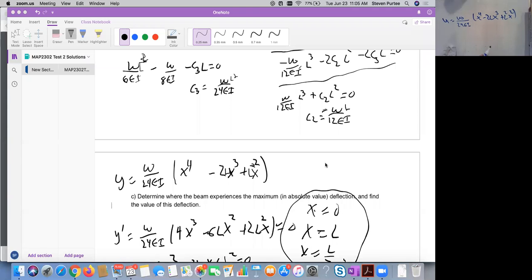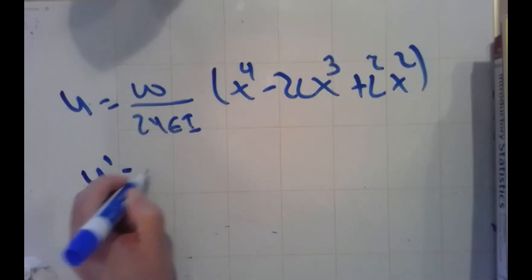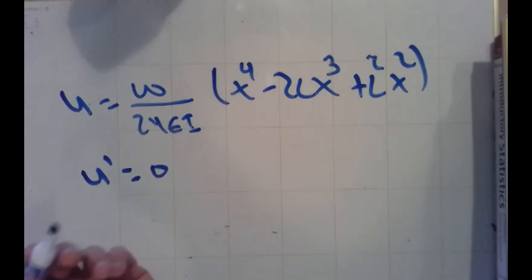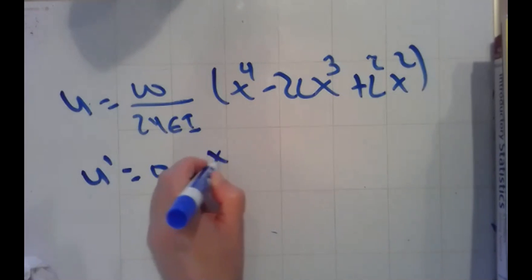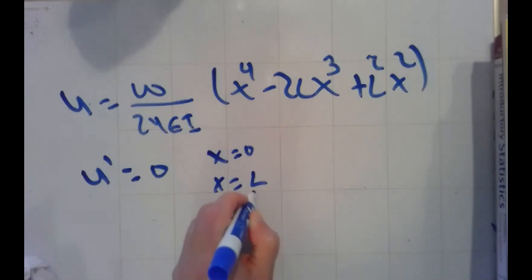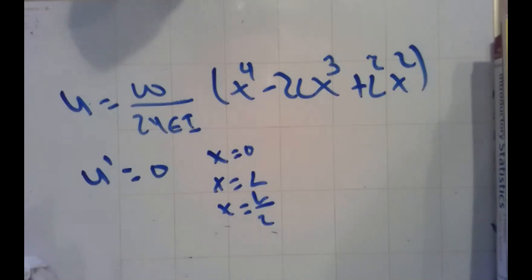Then we want to figure out where the maximum deflection occurs. So we need to set U prime equal to 0. It's a 4th degree polynomial, so the derivative is going to be 3rd degree. You're going to get 3 solutions there. I'm telling you what answers you'll get: x equals 0, x equals L, and x equals L over 2.